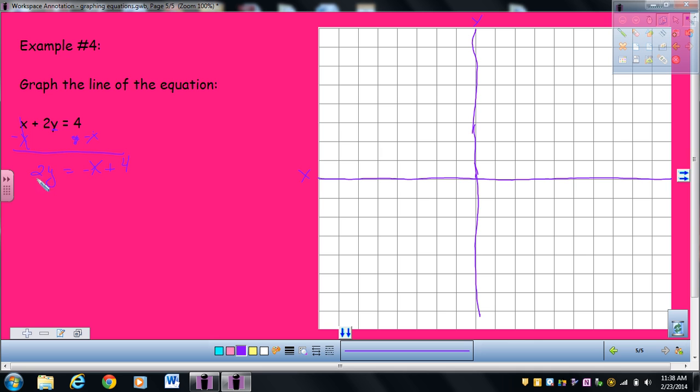Y is still not by itself, so I need to divide by 2, and I'm going to divide everything by 2. That leaves me with y equals. Of course, if you don't see a number next to a variable, you automatically assume there's a 1 there. So I have negative 1/2 x, and then 4 divided by 2 is 2, and that's a positive. Now I've got it in slope-intercept form, so I can say my y-intercept represented by b in the equation is a positive 2. And I can plot that positive 2.